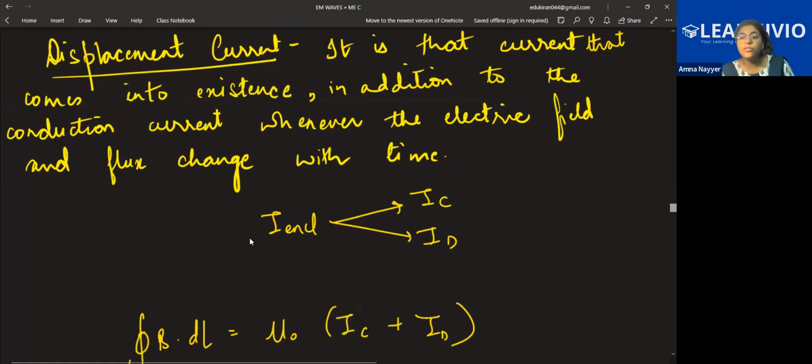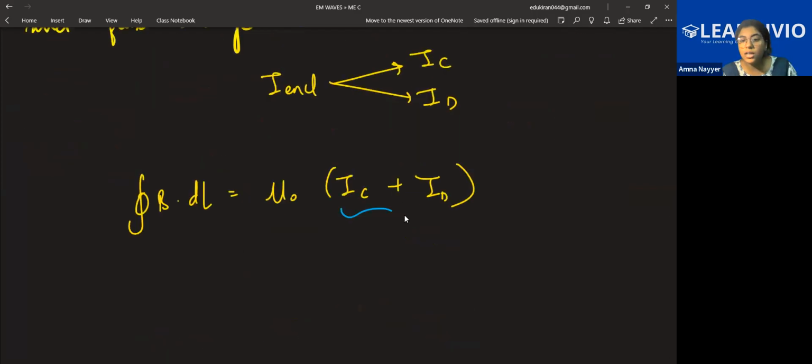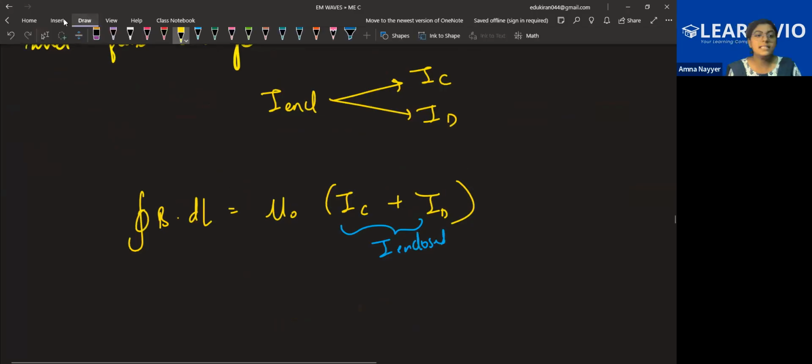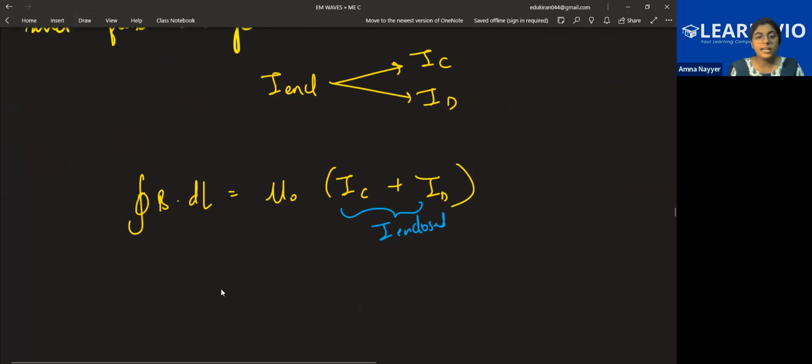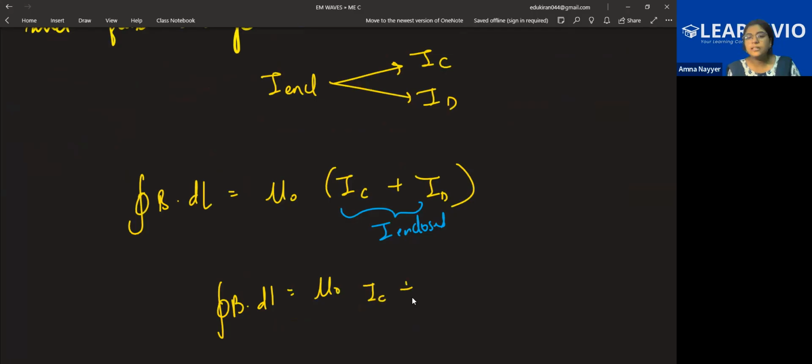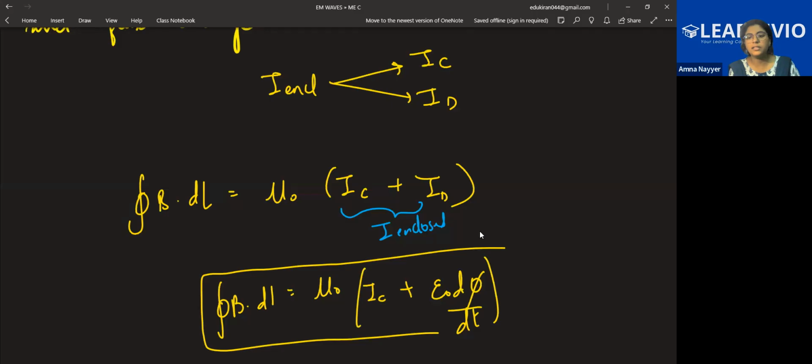So see, the formula for I enclosed, this is your complete I enclosed in the case of EM waves. It is IC plus ID. So when you write the complete formula, the closed integral of B dot dl is equal to mu naught times IC, the conduction current present in the circuit, plus epsilon naught d phi over dt, which is the displacement current part. This is the equation of the displacement current.